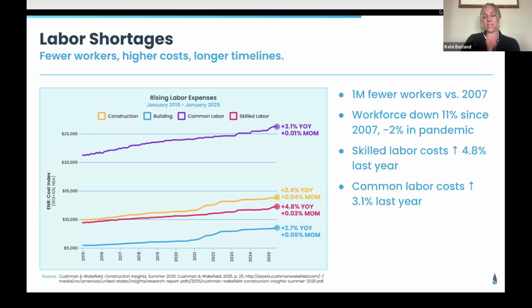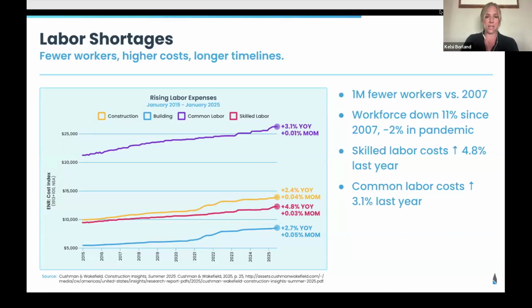And the workforce is down. That's an 11% reduction since 2007. But since the pandemic, the workforce has actually shrunk again another 2%. So we were already in a labor deficit that was very severe and was already putting upward pressure on labor construction costs. But the pandemic really exacerbated that problem. You saw more exodus of labor leaving, going to other projects, other fields, other industries, and that labor never returns. As a result, we've seen skilled labor costs up nearly 5% just in the last year. Common labor costs are up 3.1% in the last year alone.